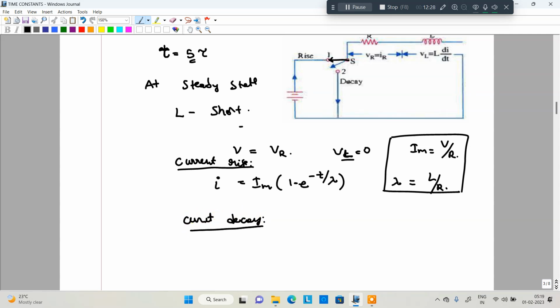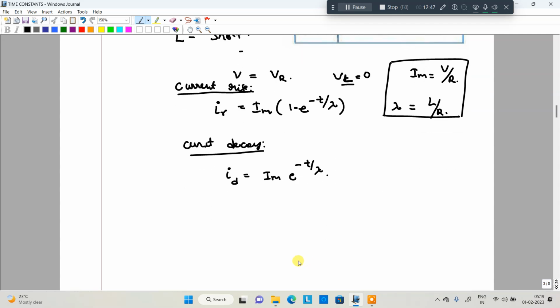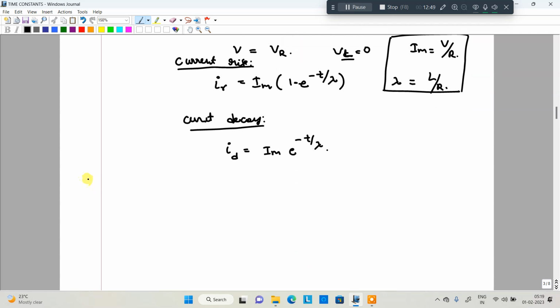In the current decay, I is equal to, for example, I_D, current decay. So current decay is equal to I_m into e to the power of minus t by tau. Okay, these are the current in the rise. This is the formula for current in the fall case. Okay, then I will ask you one question.